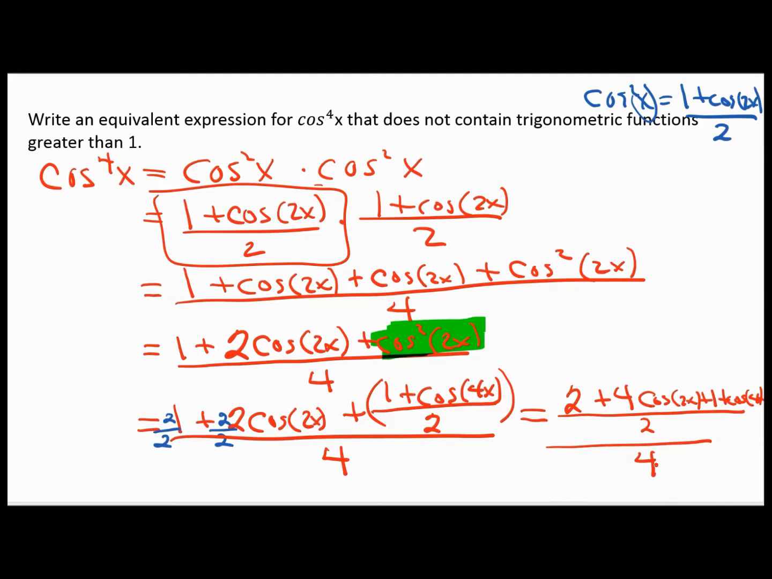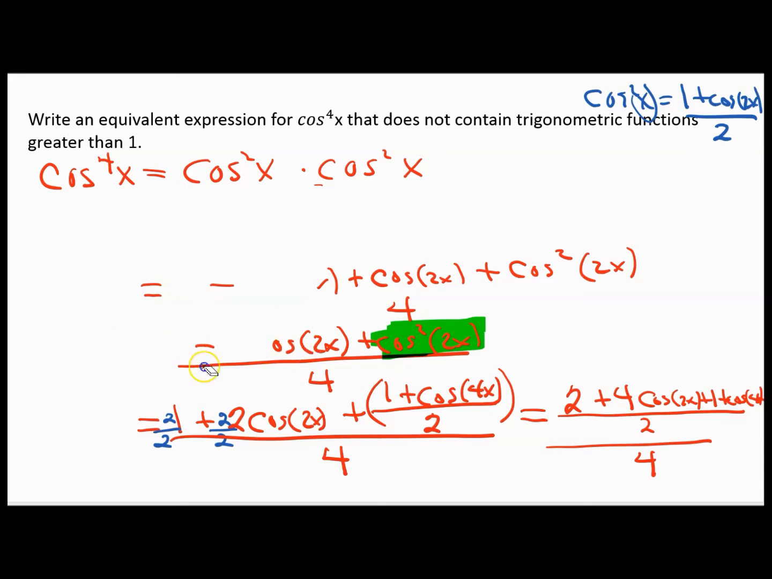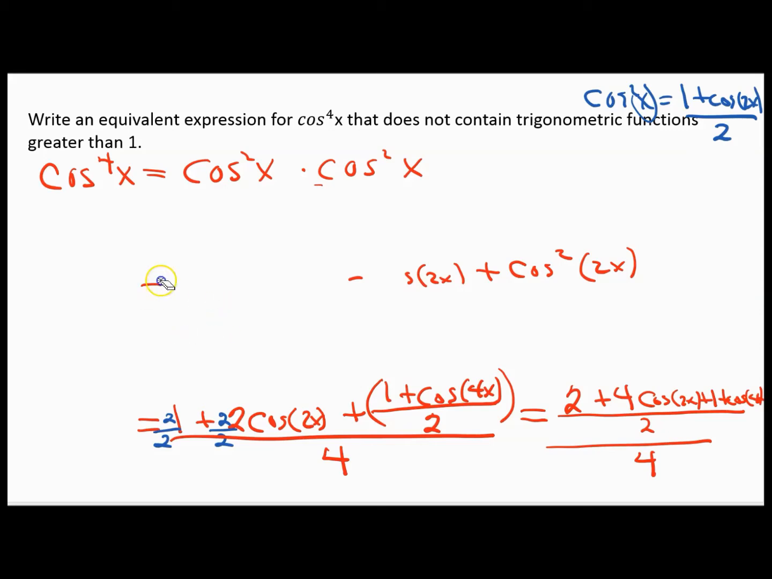Well, what a mess. Okay, so I've got 2 plus 4 cosine of 2x plus 1 plus cosine of 4x all over that common 2. Okay, now I'm going to add like terms. And what I need to do is get rid of what we have up here. I'm going to get rid of these lines so you can follow what I'm doing, okay? So just a second. Take a look at what you have on paper and make sure that makes sense. All right, here we go.